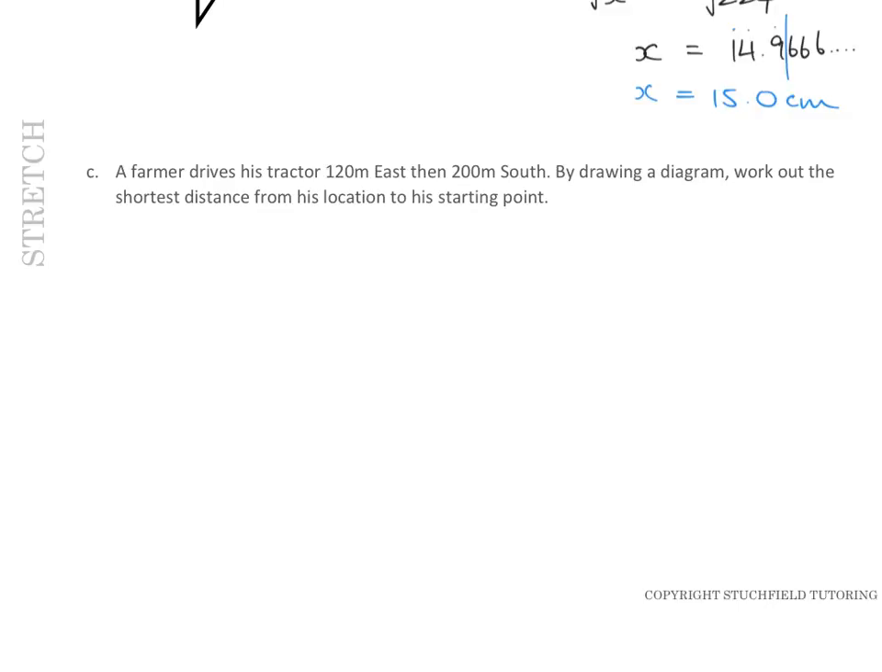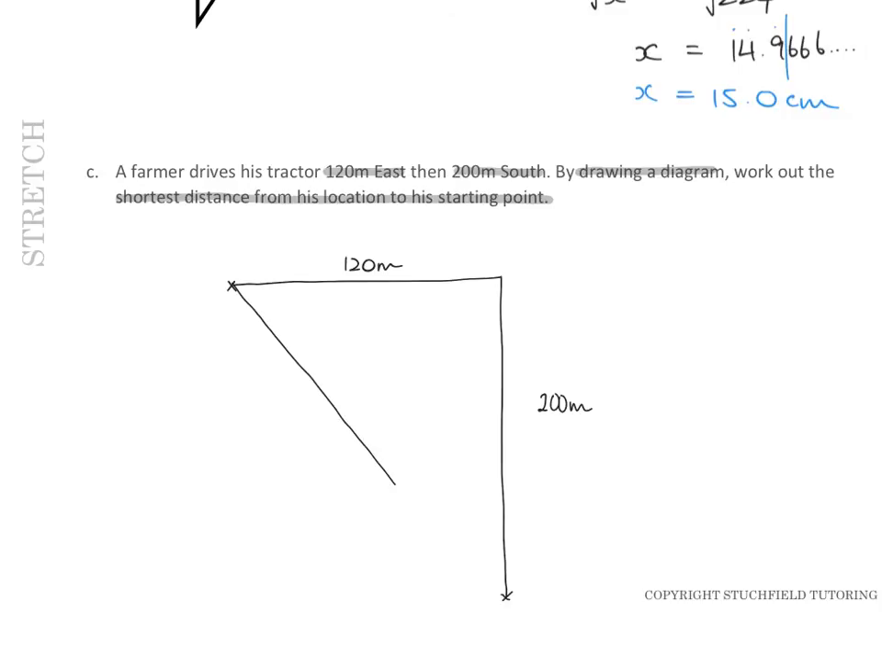Okay, C. A farmer drives his tractor 120 metres east, then 200 metres south. By drawing a diagram, work out the shortest distance from his location to his starting point. So a farmer starts here, he drives 120 metres east, and then 200 metres south. And it says draw a diagram to work out the shortest distance from his location, which is here, to his starting point.